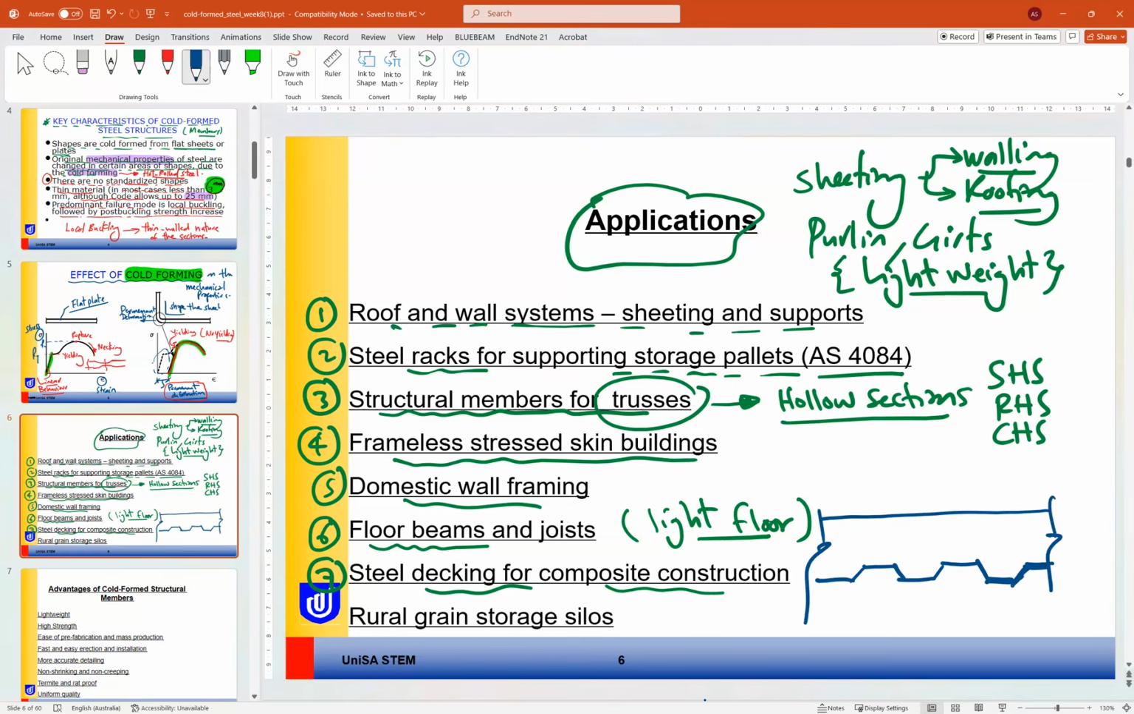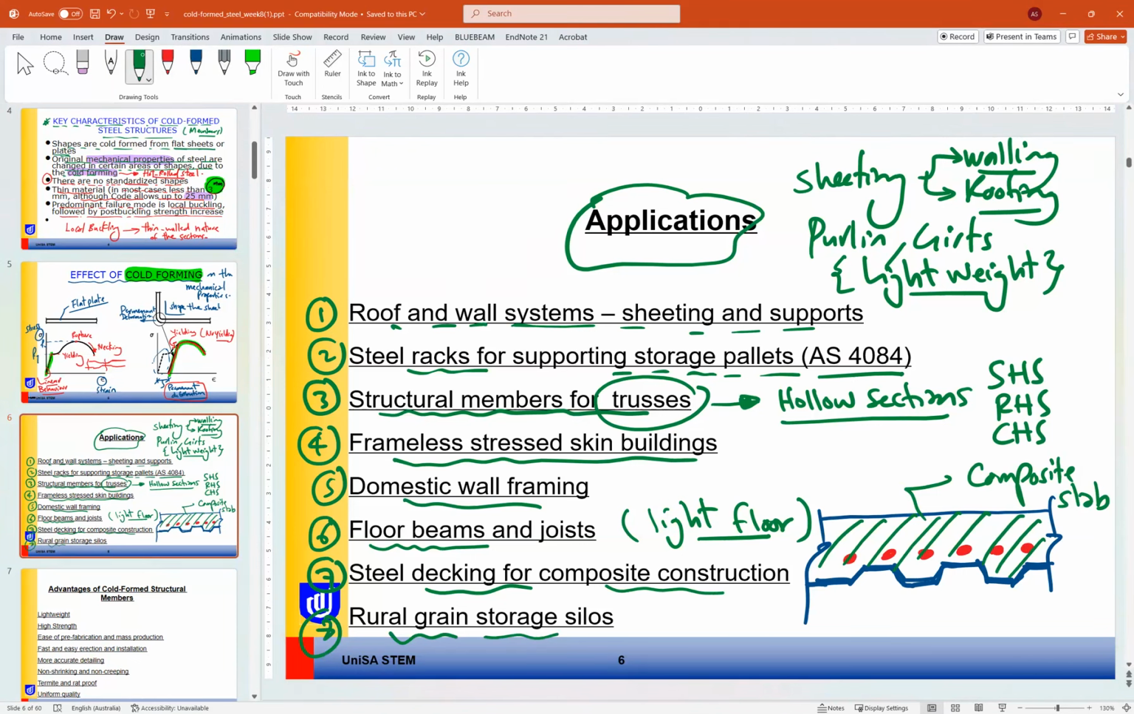So they have the sheeting. This sheeting works as permanent formwork for the slab, and then they add their normal slab with the normal reinforcement, and then apply the reinforced concrete in this part. So this is a type of composite slab where we can use the steel sheeting as well. Roller grain storage silos. In silos as well, we can use cold formed steel sheeting or cold formed steel sections.